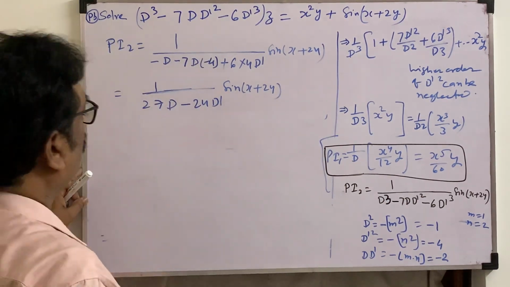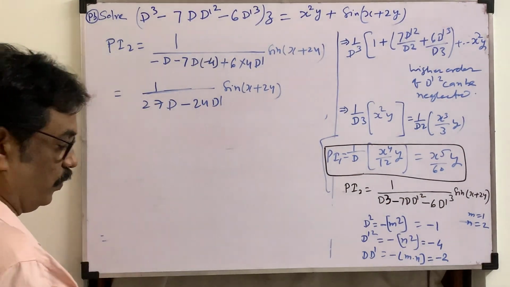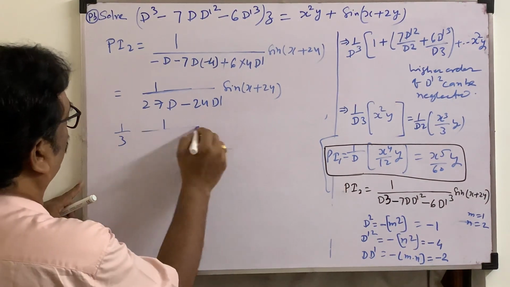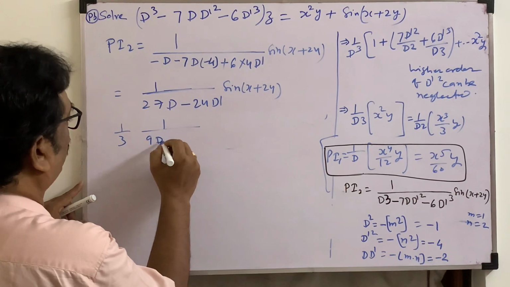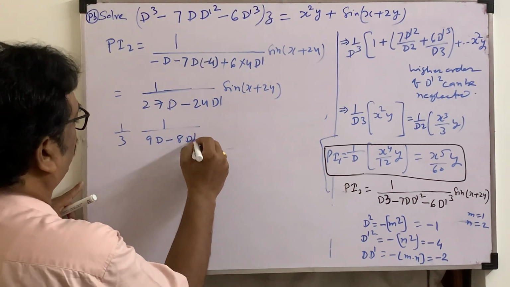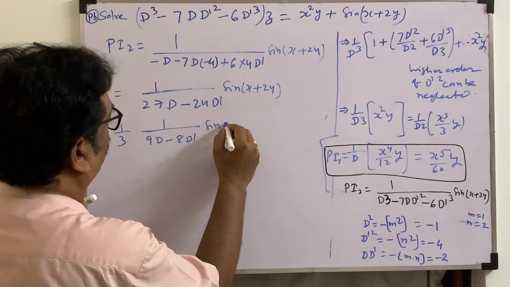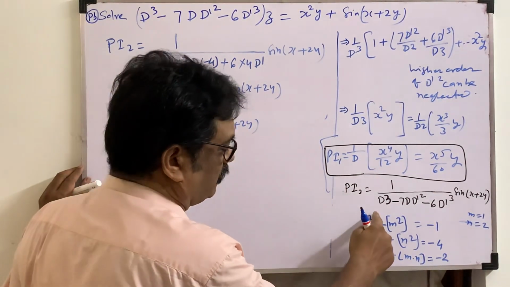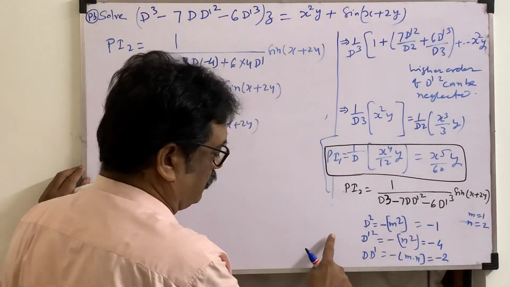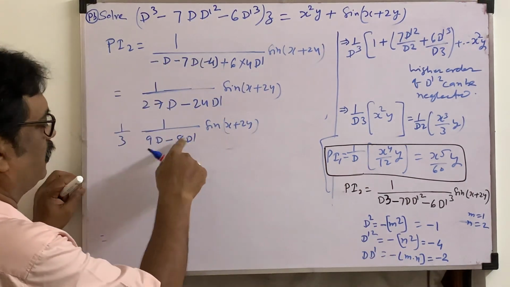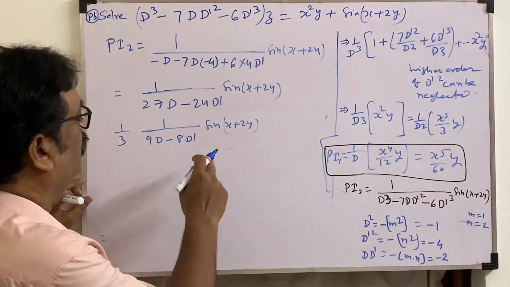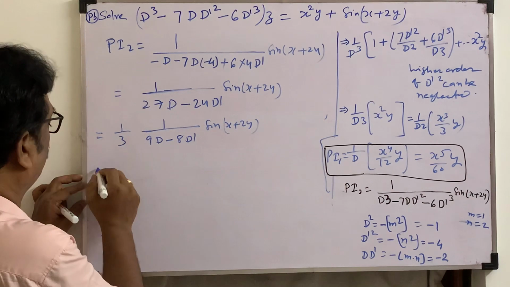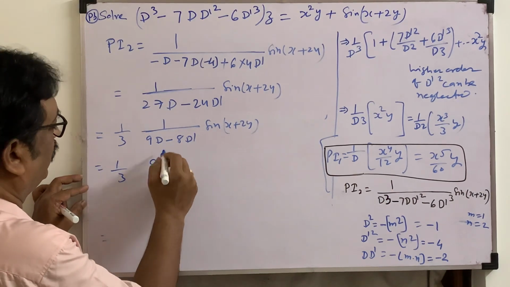Okay, now, anything we can take common? We can take common 3. So 1 by 3 I am taking common, we reduce the term, 9D minus 8D dash, sin x plus 2y. Now look here. Trigonometric terms only we can substitute D square, D dash square, D dash. But this square is not there here. How will we bring the square? We will multiply the conjugate. What will be the conjugate here? 1 by 3, 9D minus 8D dash.